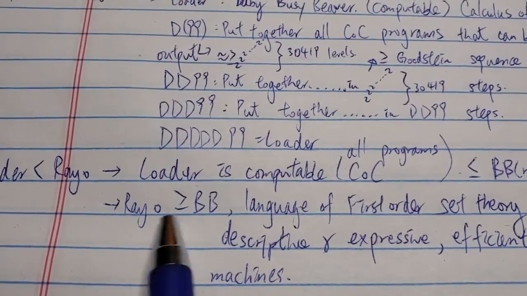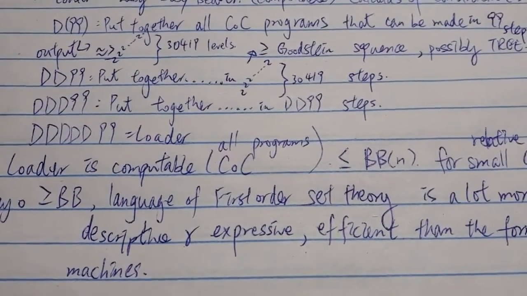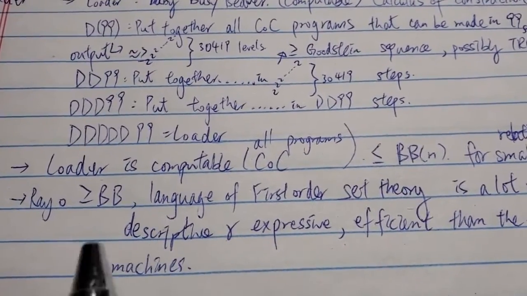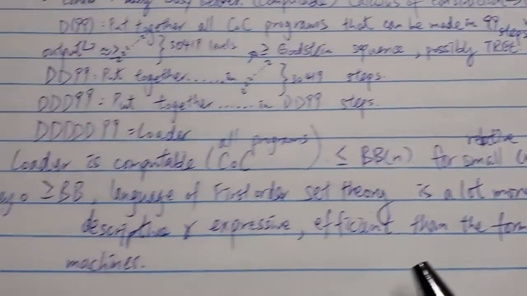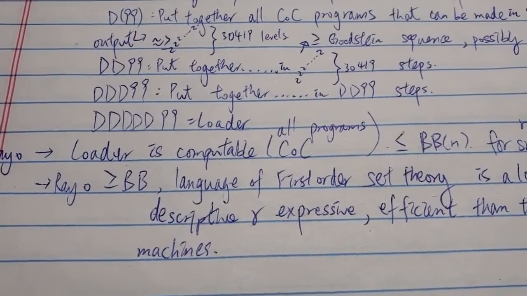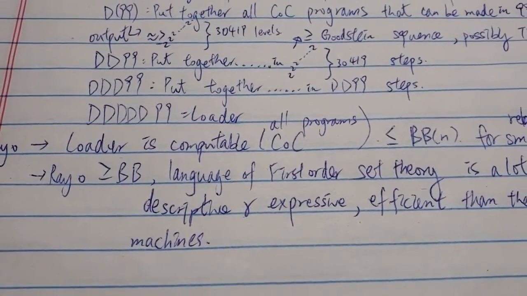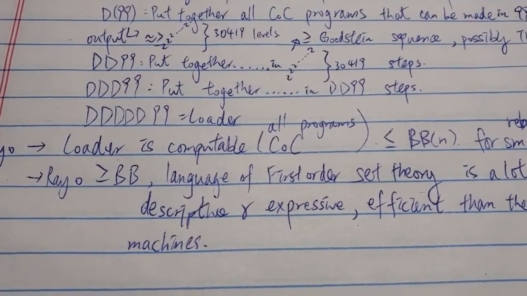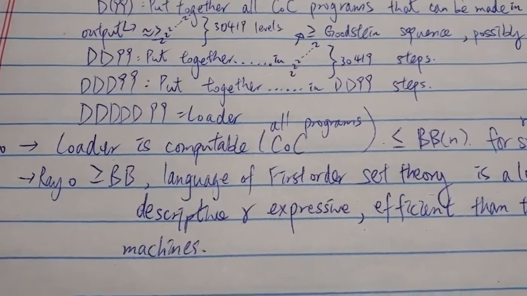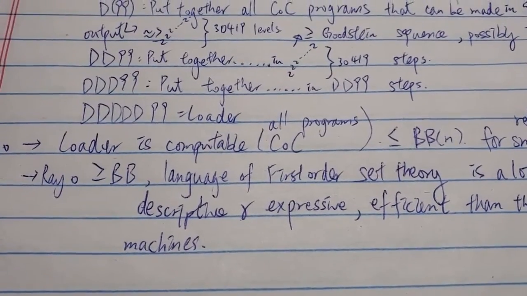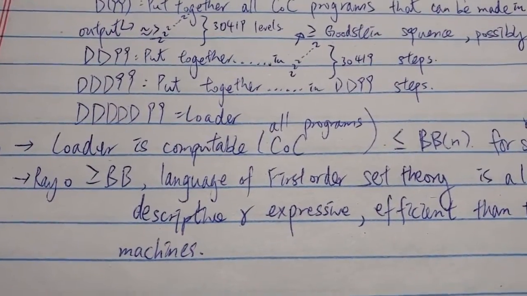And on the other hand, Rayo's function is much more powerful than the Busy Beaver, simply because the language of first order set theory is a lot more powerful, a lot more descriptive and expressive and efficient than the formalism of Turing machines. So at first, it might not grow as fast as the Busy Beaver. However, in the long run, let's say maybe 1 million symbols, once you can construct the Turing machine codes in the language of first order theory, which doesn't require too many, once you construct that, then easily it can beat the Busy Beaver very easily. Maybe just add a few more symbols, you can already beat the infinite Turing machine, something like that.